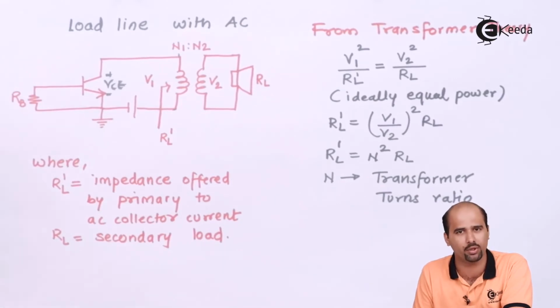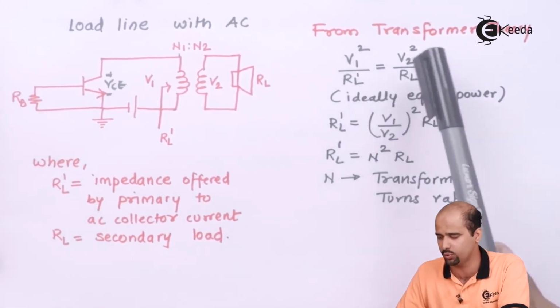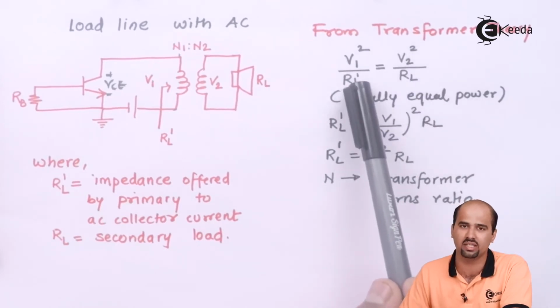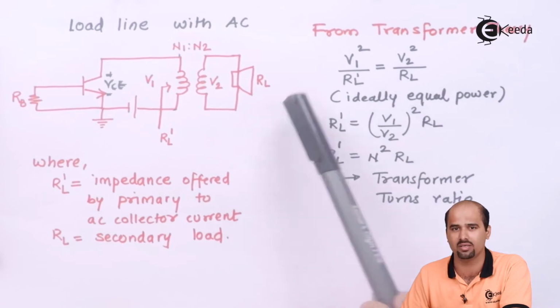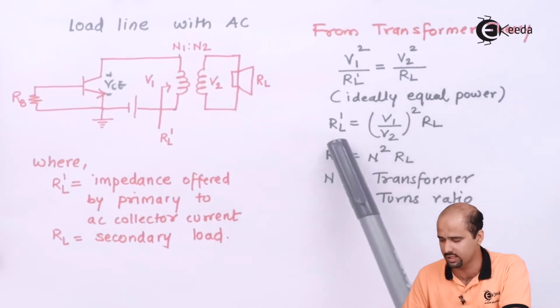We have all learned about a transformer. Now as far as transformer theory is considered, we know the ratio of V1 square divided by RL dash is equal to V2 square divided by RL. That is the ideal situation where I can say that the primary transformer's power is equal to the secondary's power, right? So from that we will consider RL dash.